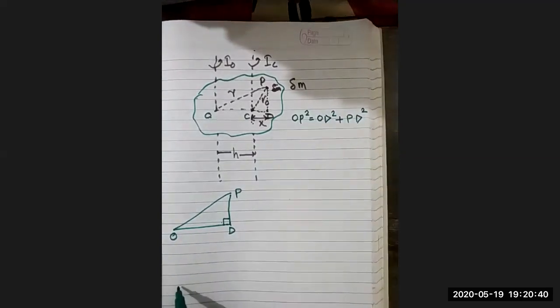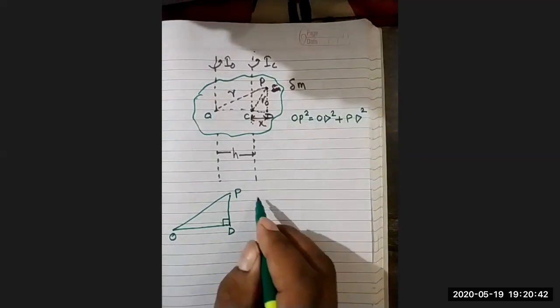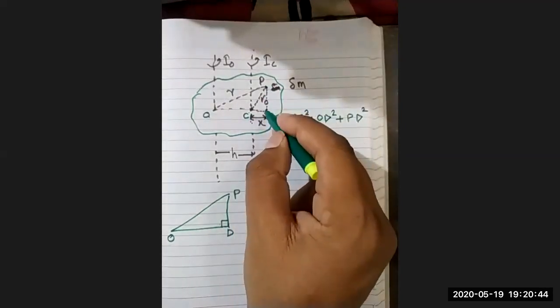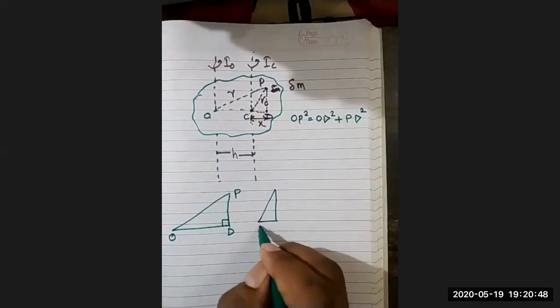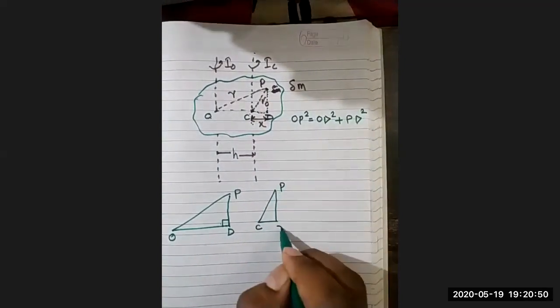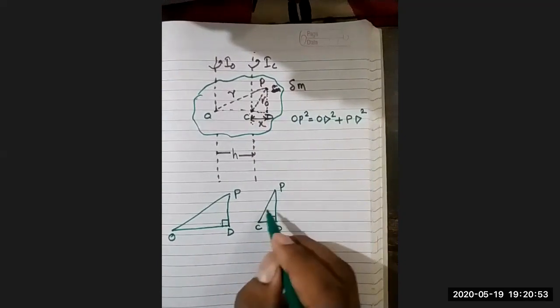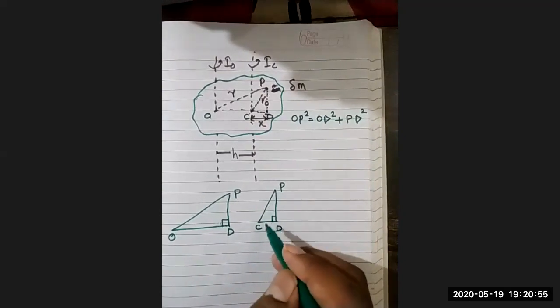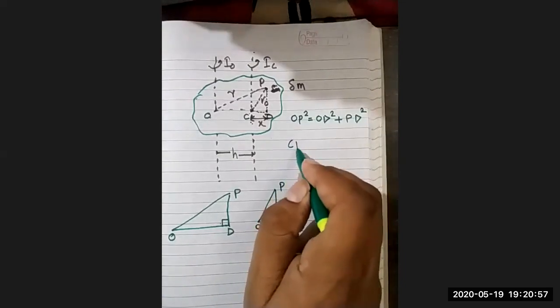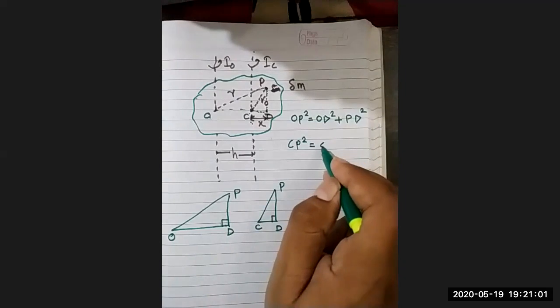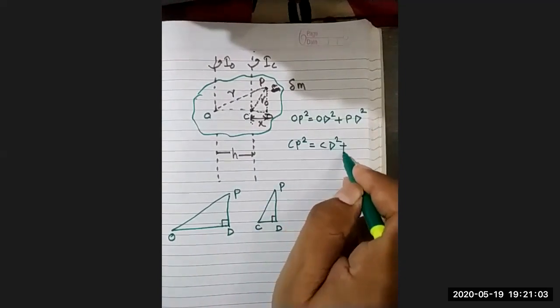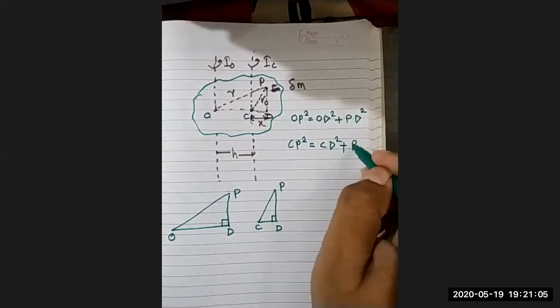The second triangle is CPD, the smaller triangle. In triangle CPD, again we can use the Pythagoras theorem. By using it, CP square is equal to CD square plus PD square.